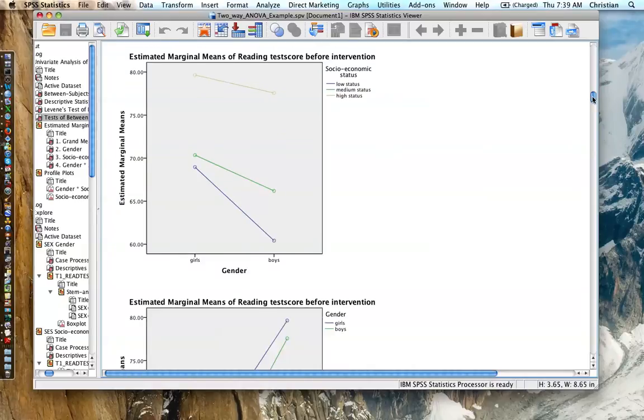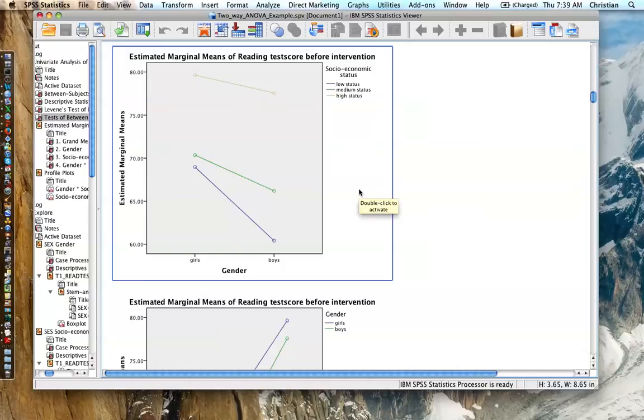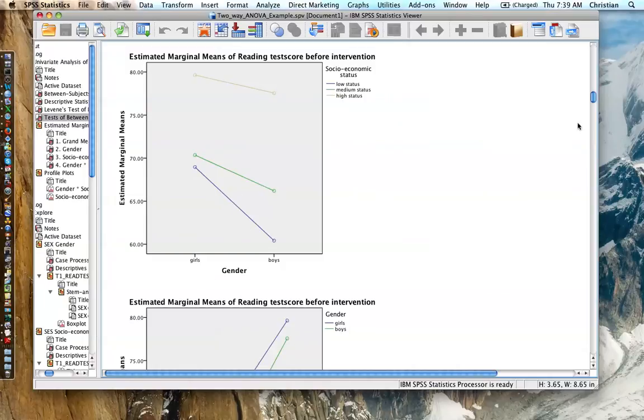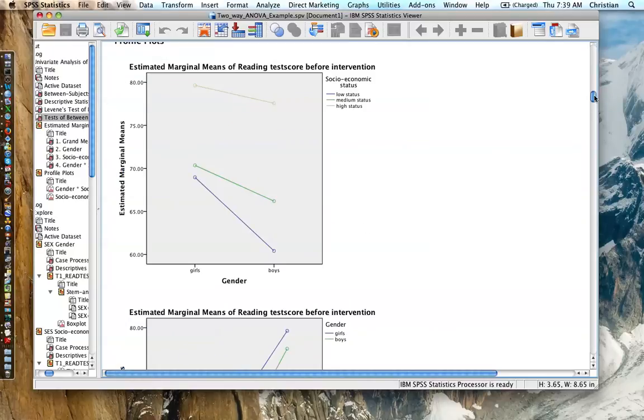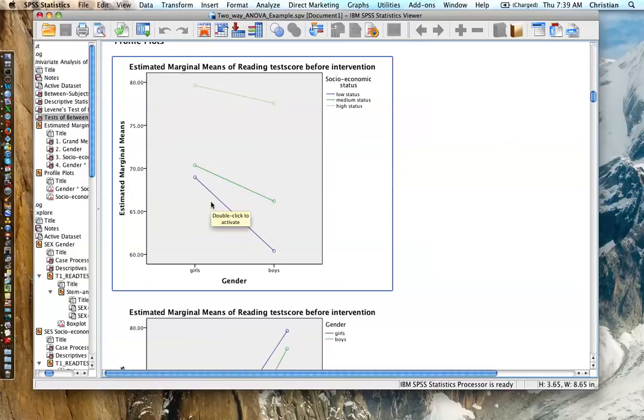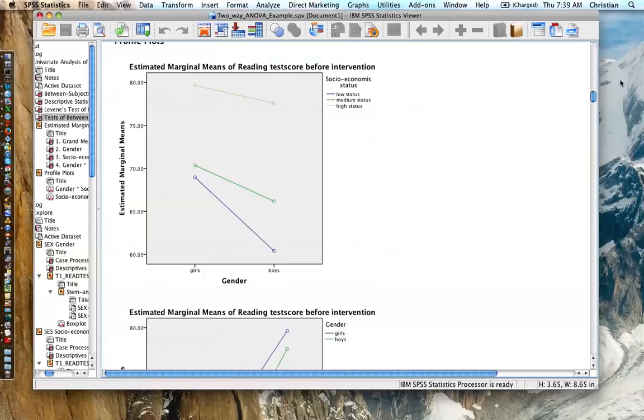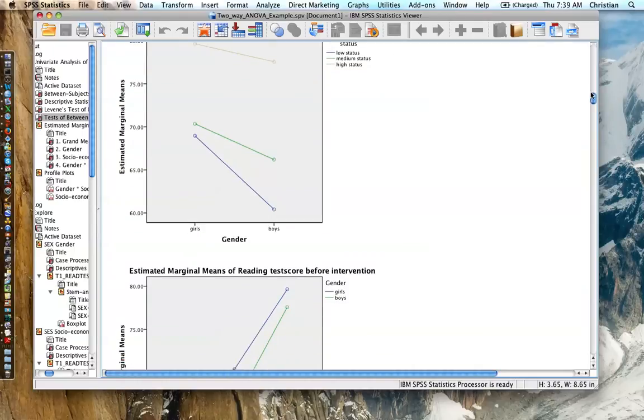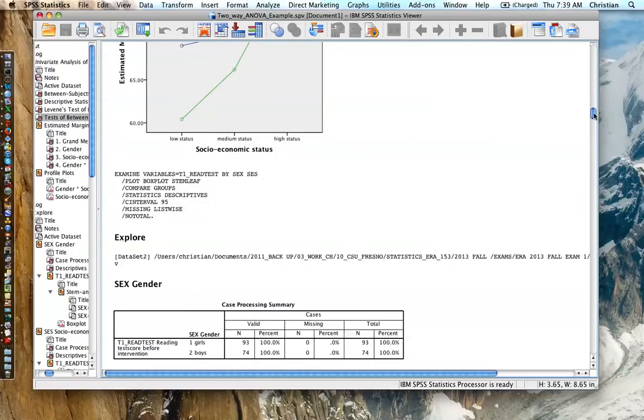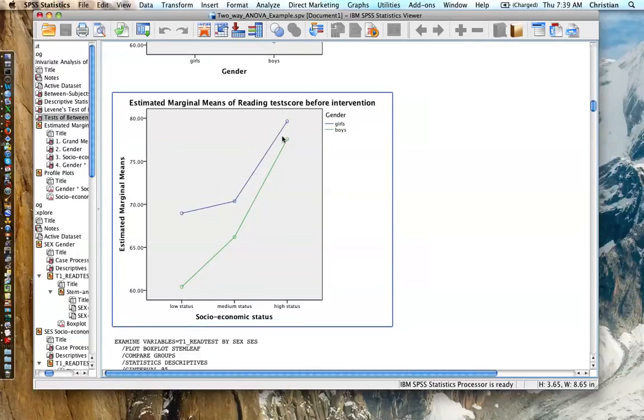Now, a note for the interactions. Interactions usually show up when you have lines that are crossing each other or that are fanning out, like this here, but even more extreme if they're really fanning out. Sometimes that can be an indicator of an interaction, or if they cross over. So for example, if all of a sudden boys would be higher than girls, that could be an indicator for an interaction. That the gender effect depends on the status.